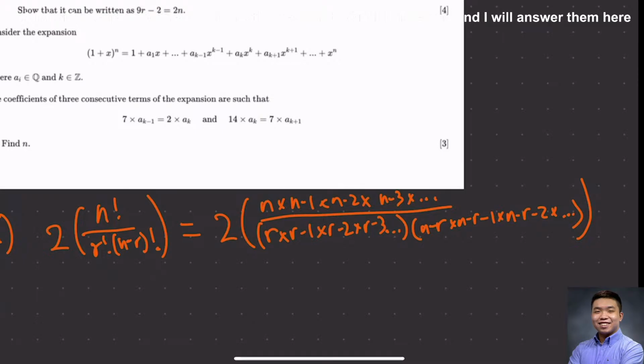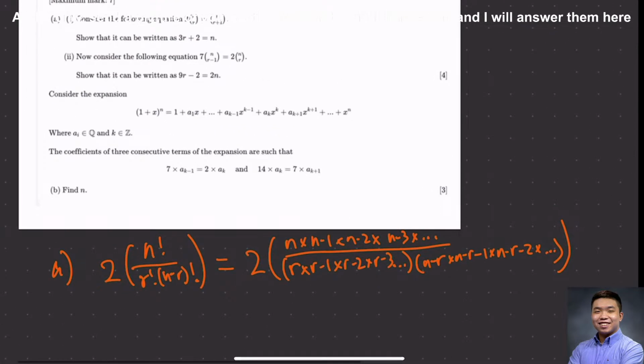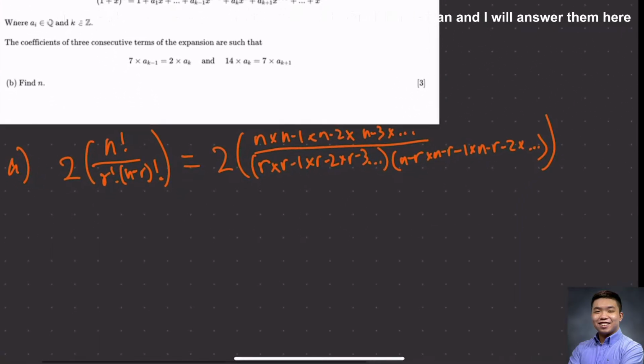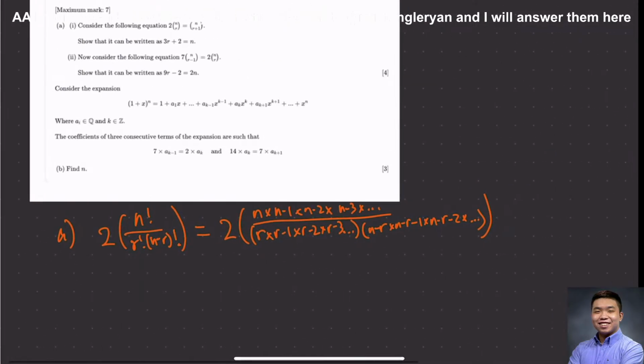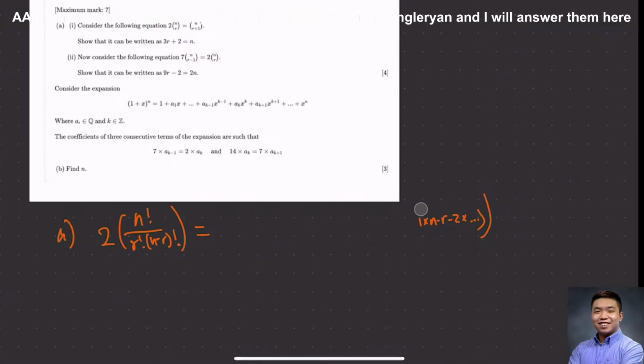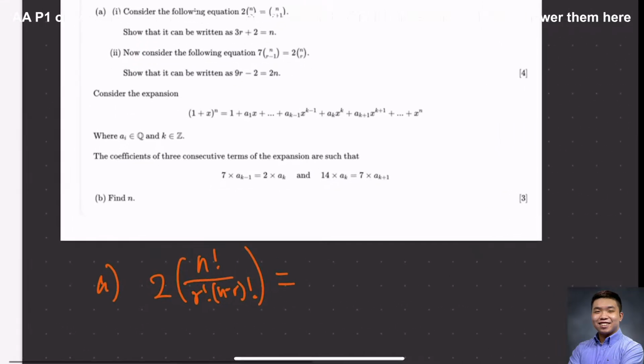Let's see. We want to get to n. Show that it can be rewritten. Okay, nope. It's show that it can be written as, so it's not show that, it's just show that it can be written as. So actually we can use the answer in this case, which is given to us.